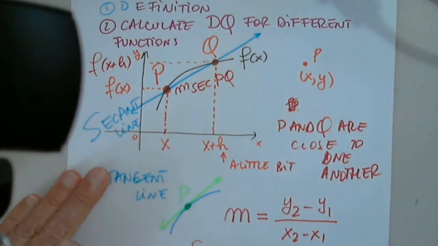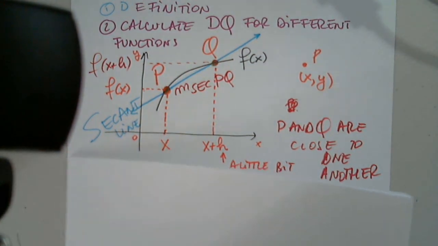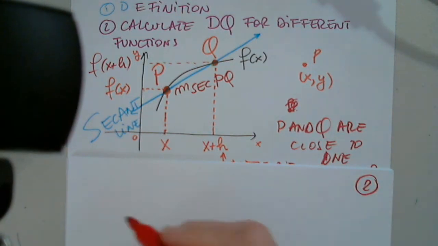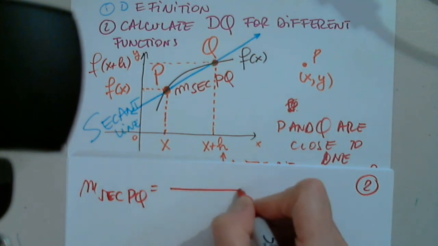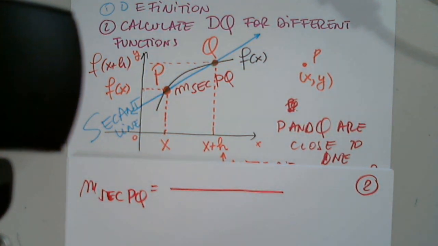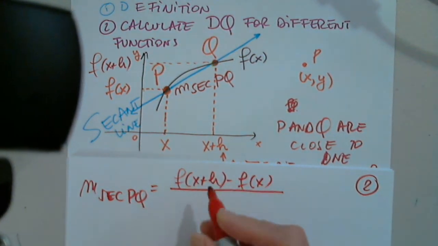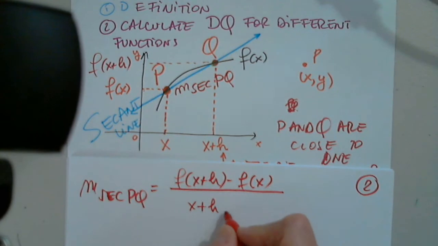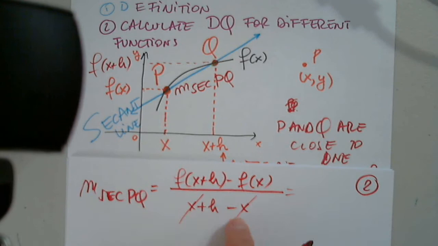Perfect. So keeping this in mind, can anyone tell me how to write the slope of the secant line? This is the general definition of a slope of a line passing through 2 points, but now we want to write the slope of the secant line. Would it be f of x plus h minus f of x over x plus h minus x? Excellent. We simplify x with negative x. So the final simplified form is f of x plus h minus f of x divided by h.